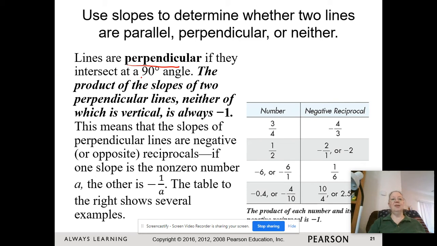Perpendicular lines, on the other hand, intersect at a 90-degree angle. This is confusing. Just remember that the slope of a perpendicular line will be the negative reciprocal slope. So if my first line has a slope of 3/4, then my perpendicular line would be negative 4/3. If it's 1/2, the perpendicular line would be negative 2/1, which we would reduce to negative 2. If the original line is negative 6, perpendicular would have a slope of 1/6.